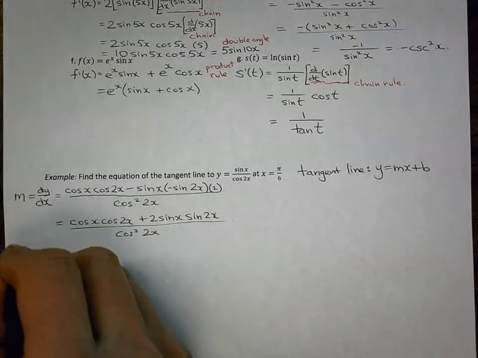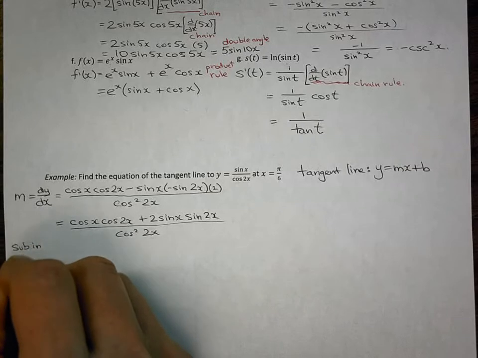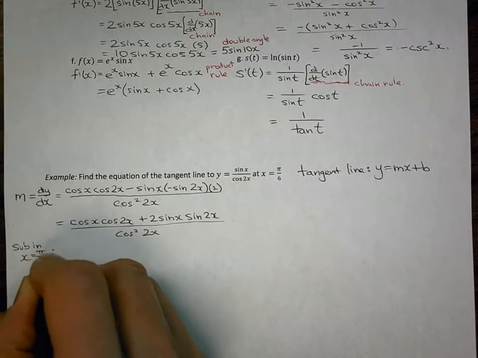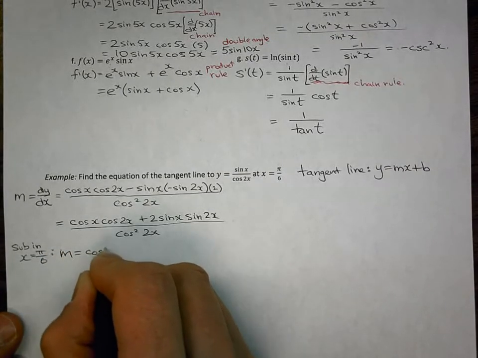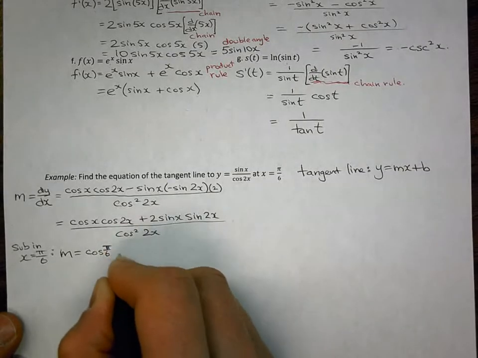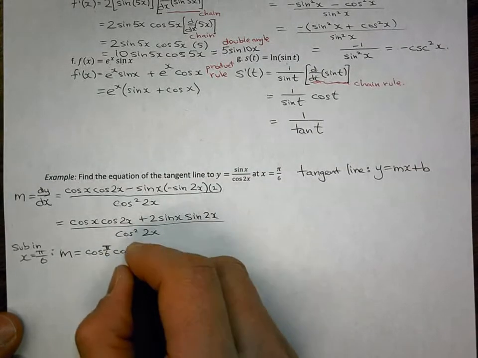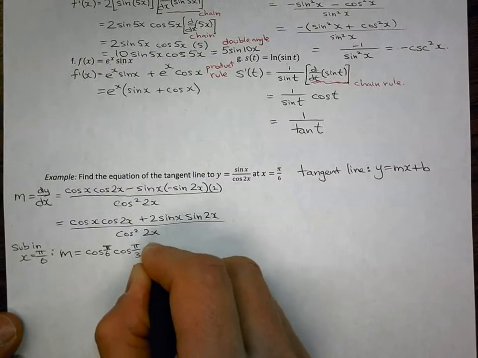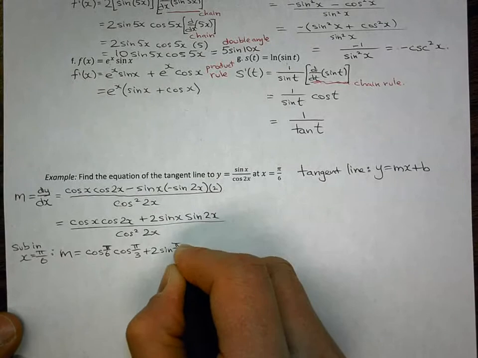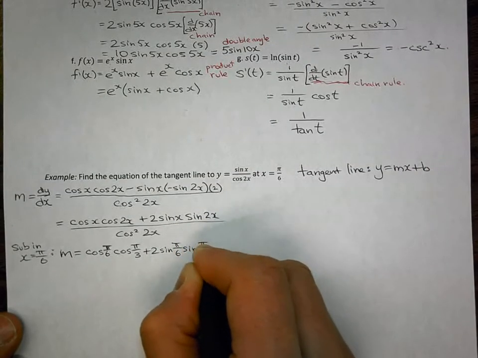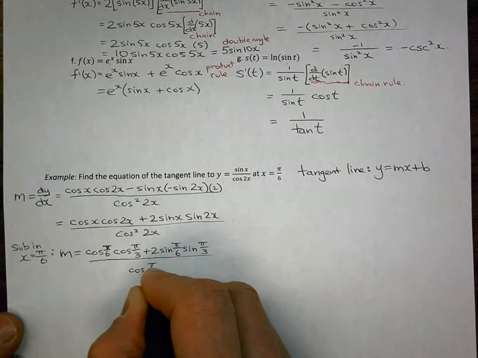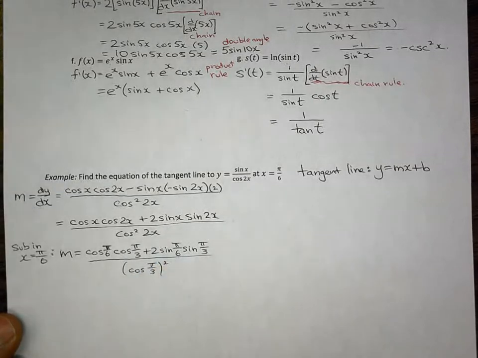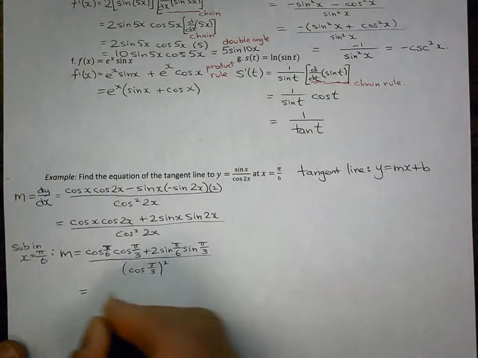So all you're going to have to do is sub in x equals pi by 6. The slope then is going to be cos pi by 6 times cos 2 pi by 6, which is pi by 3, plus 2 sine pi by 6 times sine pi by 3, over cos pi by 3, and I'll just put the square outside, so it's going to make the math a little bit easier. Okay, that looks like a lot, but hopefully we can figure this out.